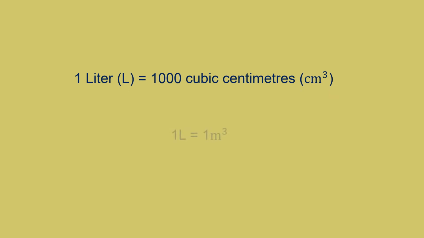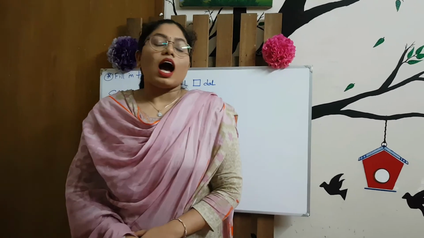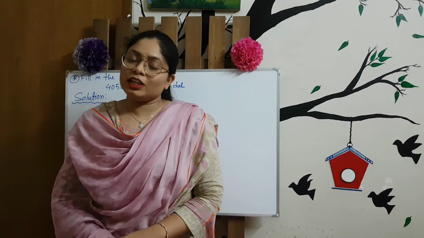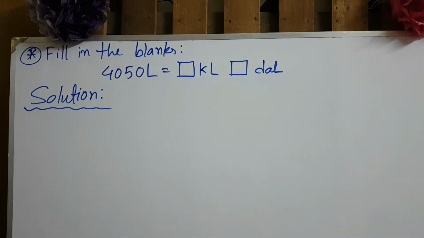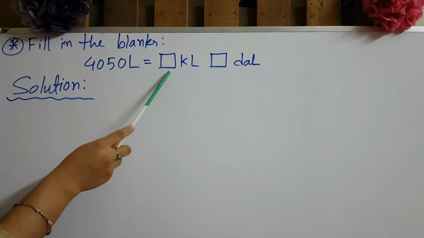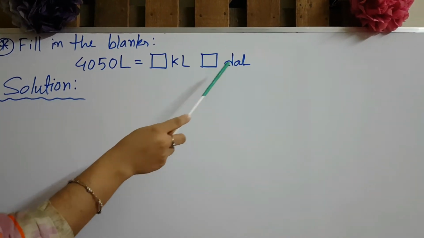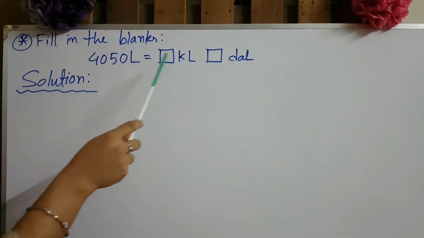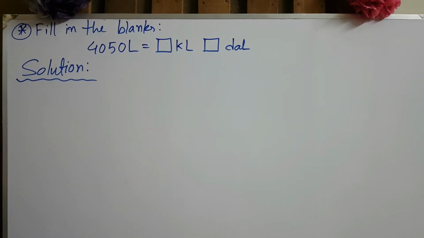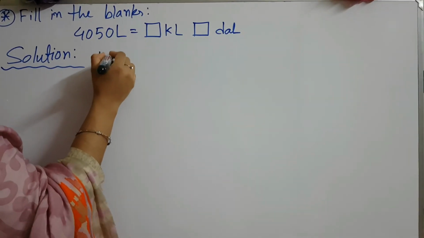Here we have another two formulas. They are 1 liter is equal to 1000 cubic centimeters and 1 liter is equal to 1 cubic decimeter. Now, I am going to show you how you can answer the fill in the blanks. Here is our first question. 4050 liters is equal to dash kiloliter dash decaliter. We will convert 4050 liters into kiloliters and decaliters. Let's solve it.